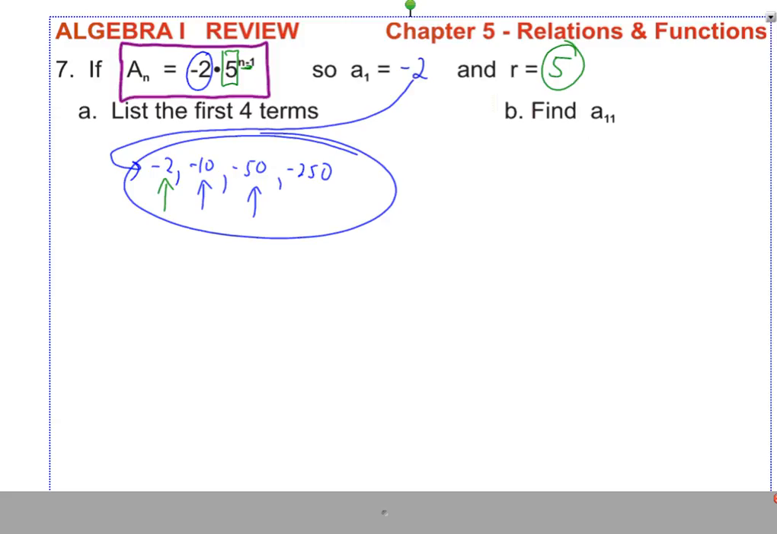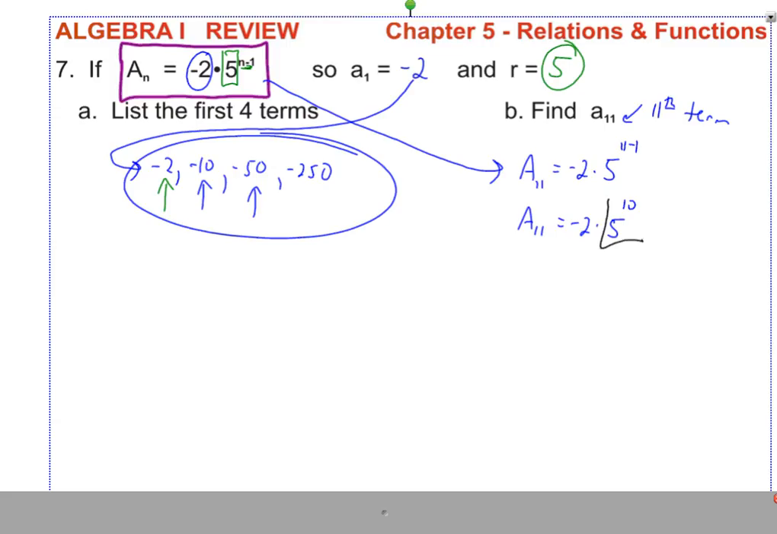What if they say find a sub 11? So hopefully you're thinking, oh, that means I need to find the 11th term. So I'll really just use this formula. A of 11, the 11th term, is the -2 times the 5 to the n minus 1. What's the n? 11 minus 1. So a sub 11 equals -2 times 5 to the 10th power. Now remember, you got to evaluate all exponents first. So you've got to figure out the value of this.